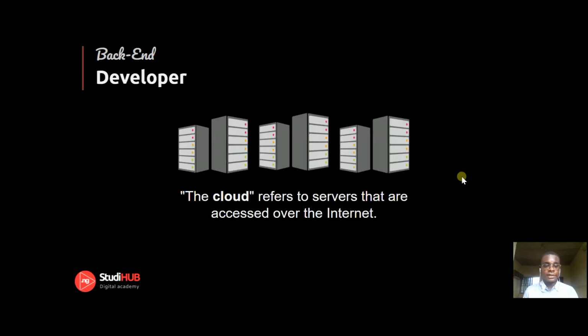So the server refers to a specialized computer that stores and can run programs. That's a simple definition. And the cloud is a group of servers that have connections to the internet. So in a very simple sense, you can describe the cloud as just a bunch of computers that have internet access, so I can literally access the server from my phone.